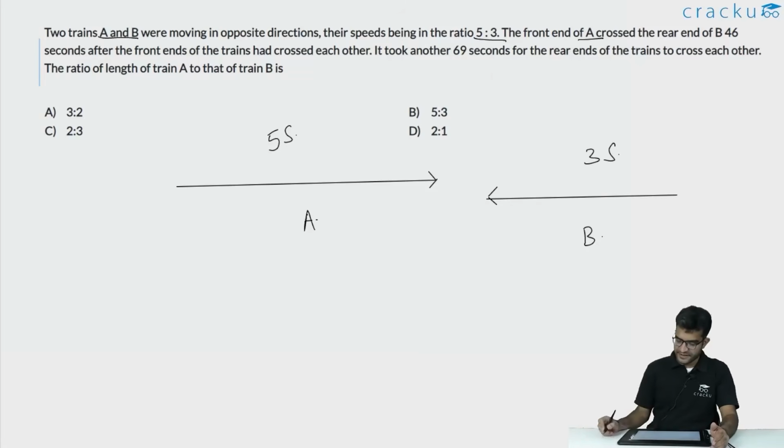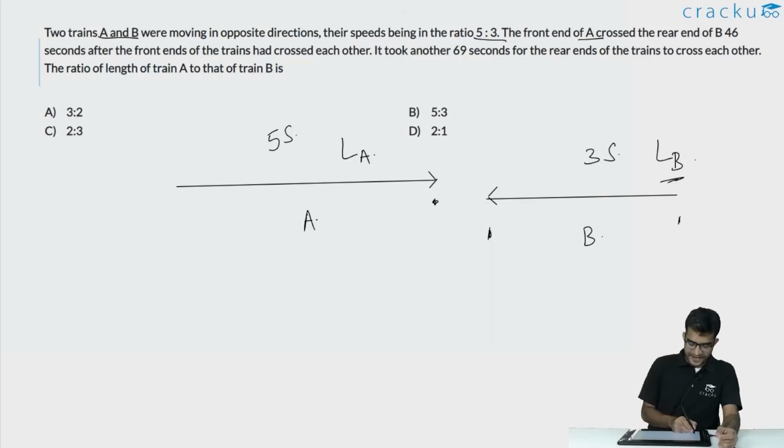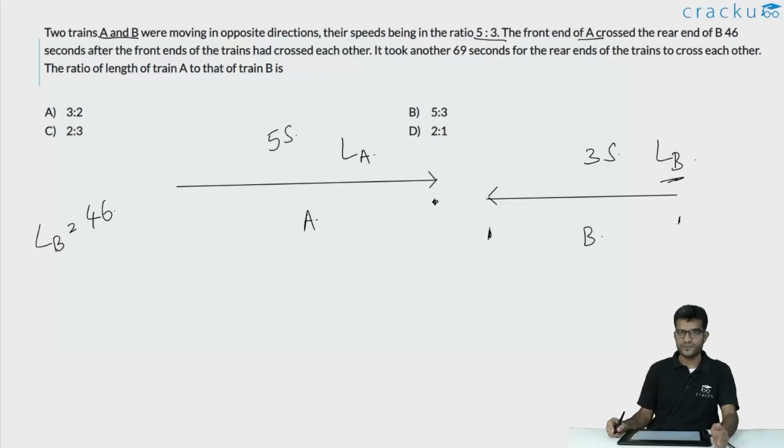The front end of A crossed the rear end of B in 46 seconds. Let us assume that the length of A is LA and the length of B is LB. If the front end of A crossed the front and rear ends of B in 46 seconds, it would imply that the distance LB can be crossed in 46 seconds when both of them are traveling in opposite directions. And when both of them are traveling in opposite directions, what is the relative speed? It will be 5s plus 3s, which is equal to 8s.